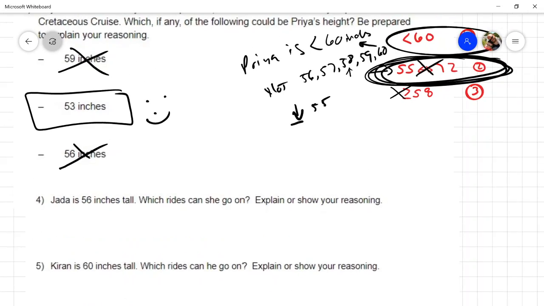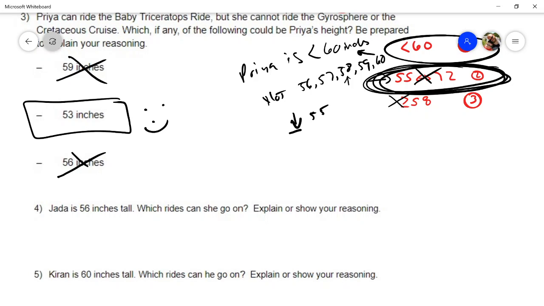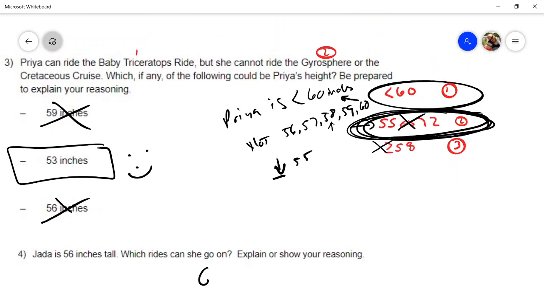Okay, Jada is 56 inches tall. Which rides can she go on? Well, she could go on the gyrosphere because that's in between 55 and 72. Since she's 56, she cannot go on the Cretaceous cruise, but she could go on the baby Triceratops, because she is less than 60.